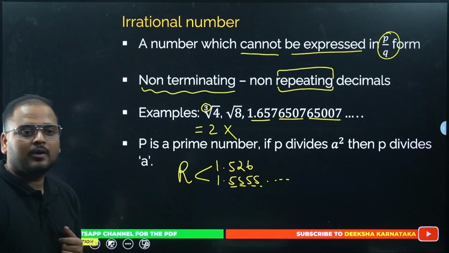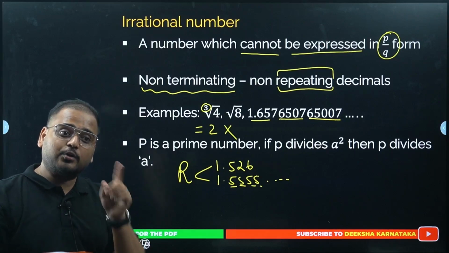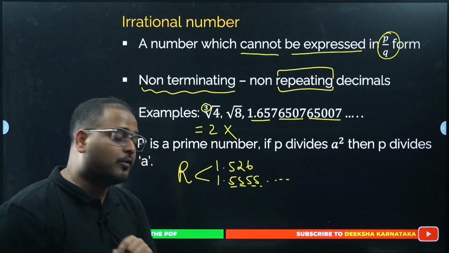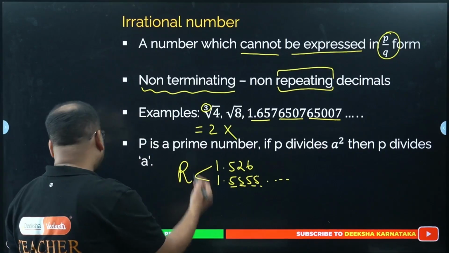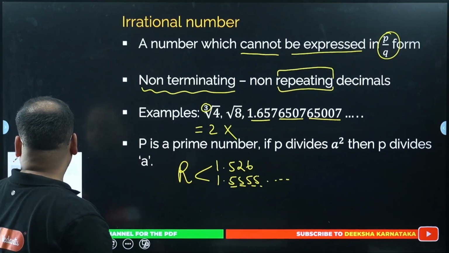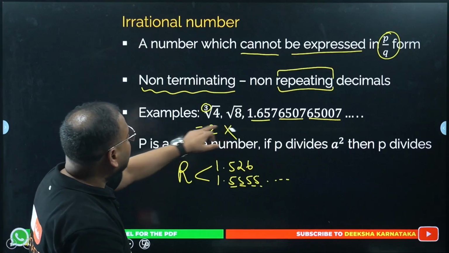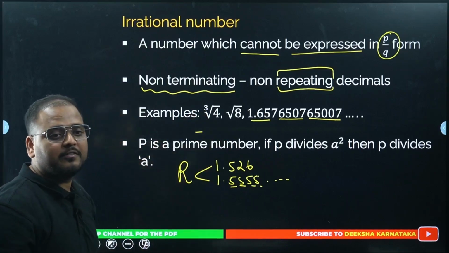Incorrect. Cube root of 4 is not 2. Square root of 4 is 2. If we take the square root of 4, we get the answer as 2. But for the cube root of 4, we can't find the answer. There is no way we can get a whole number as the answer for the cube root of 4.